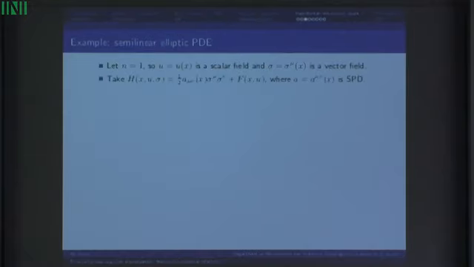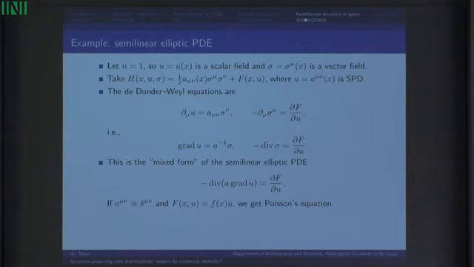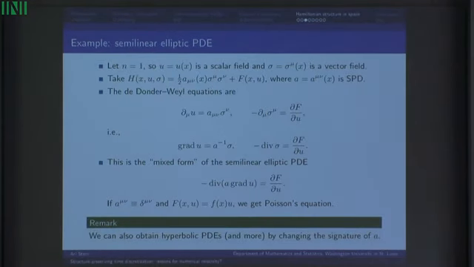So one example is we can write semi-linear elliptic PDEs in this form, including Poisson's equation. So this is the Hamiltonian. You can also get hyperbolic PDEs by changing the signature of this tensor A.